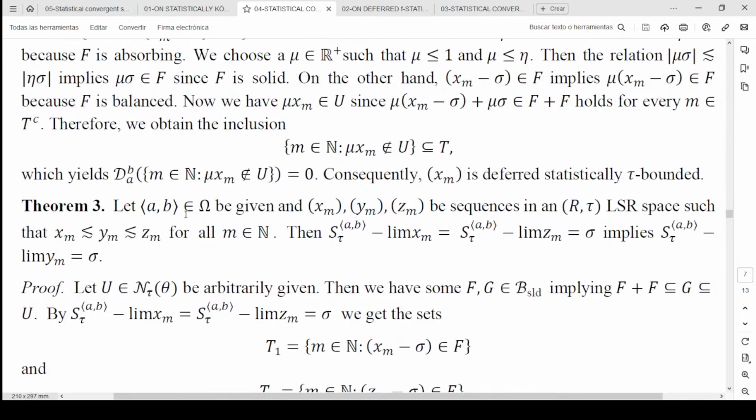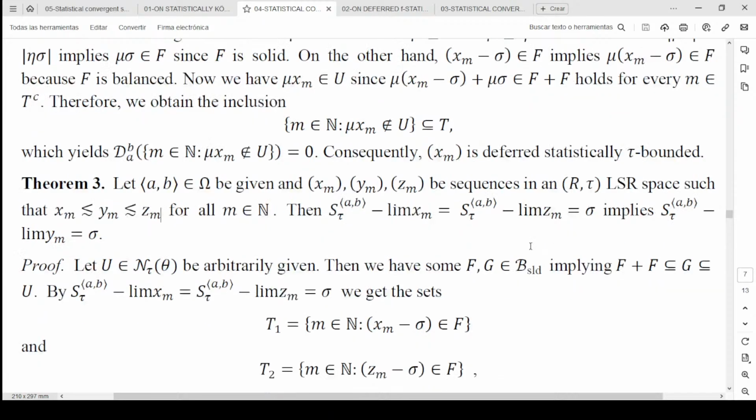So here we show that if we have three sequences from a locally solid Riesz space such that we have such an inequality with this order for all m, then if the limit of x_m and the limit of z_m are the same in this sense, then the limit of y_m has to be the same limit given in the beginning.